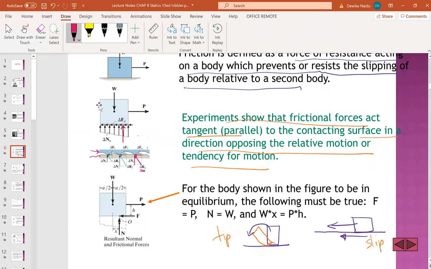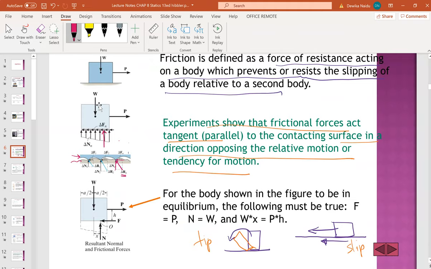Now let's look at this. This is how you draw your free body diagram. Can you see your normal force is shifted? It is not in the middle, on the same line with the weight. Please do not draw something in the same line with the weight. That's wrong, because the pull is on this side, so the normal force is closer to this side.